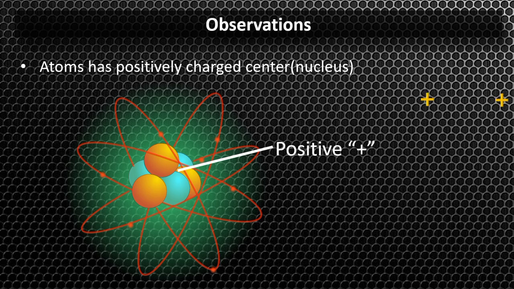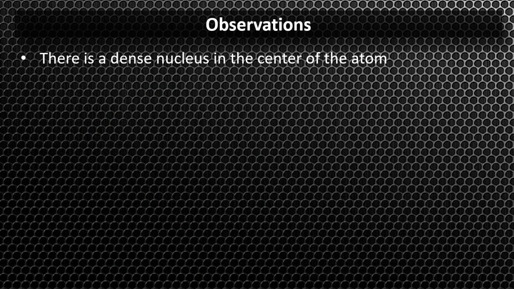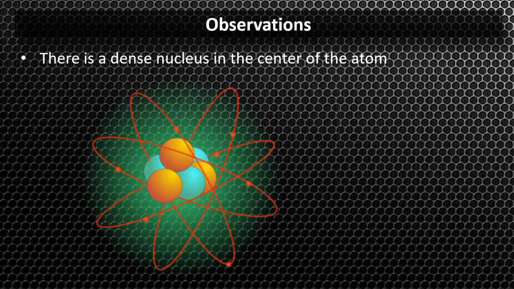Third is, very few alpha particles completely rebound on hitting the gold foil. That shows the nucleus is very dense and hard, which does not allow the alpha particle to pass through it. Mainly, the observation tells us that this experiment shows the presence of a nucleus in the atom.